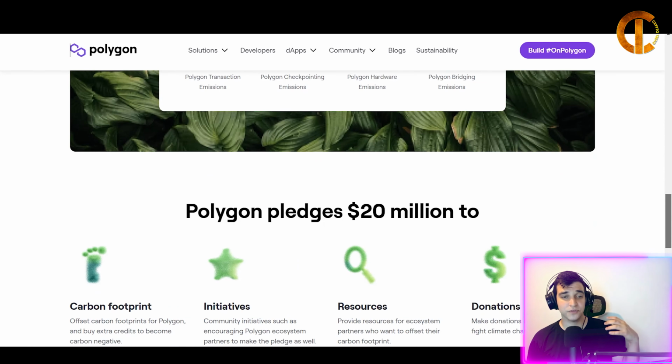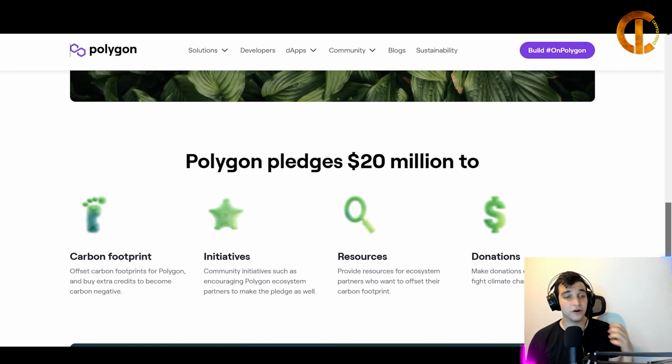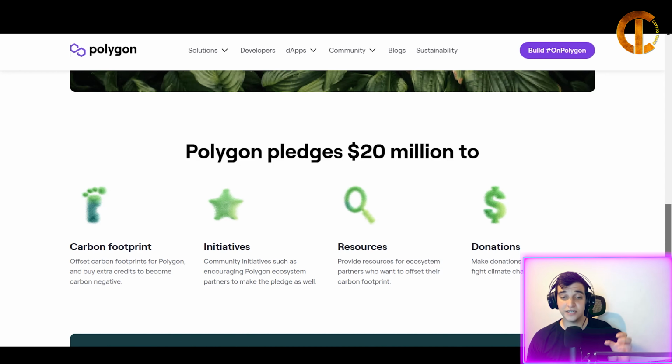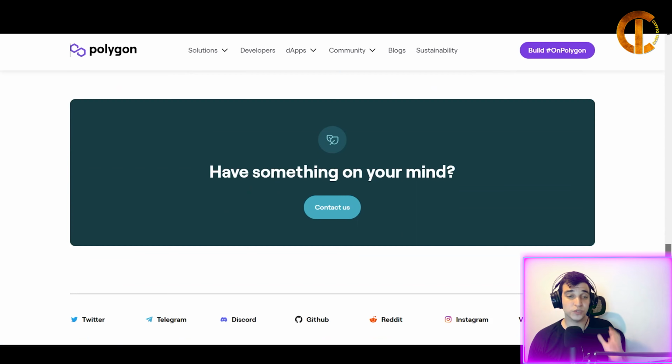You can see, for example, that Polygon pledges $20 million to offset carbon footprints for Polygon, and buys extra credits to become carbon negative. About their resources, they provide resources for ecosystem partners who want to offset their carbon footprint as well, and also donations. They make donations easy for NGOs that fight climate change, which is incredible.